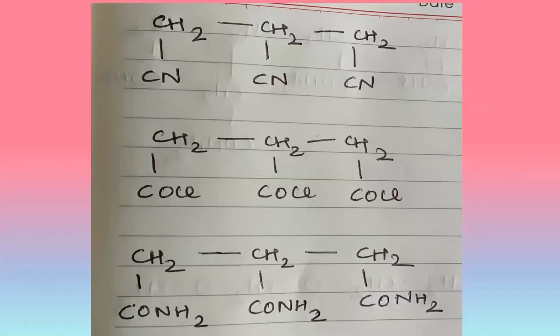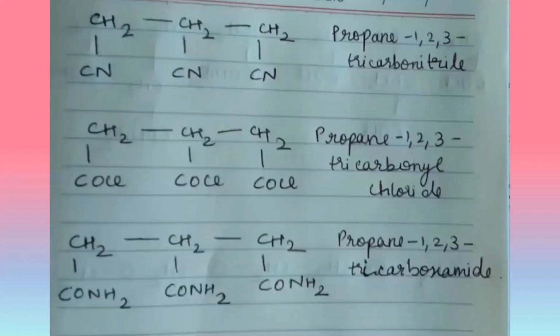Now in the same way, I have attached cyanide groups, acid chloride groups, and amide groups to it, and I would really want you all to put them down on paper and name them. You can observe that all 3 of them have 3 carbon atoms in them. So all will have the main chain as propane, since there are no unsaturated bonds present in them. So now I hope you have all written your answers, so let's check them.